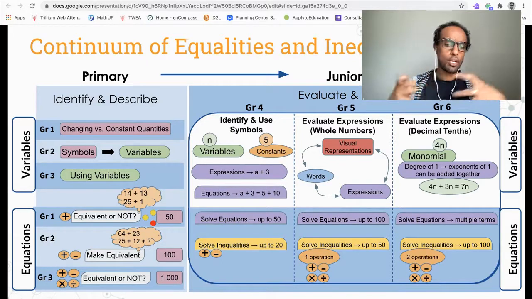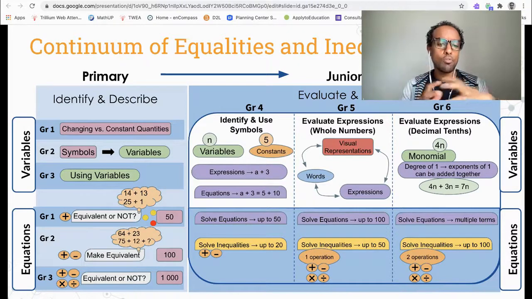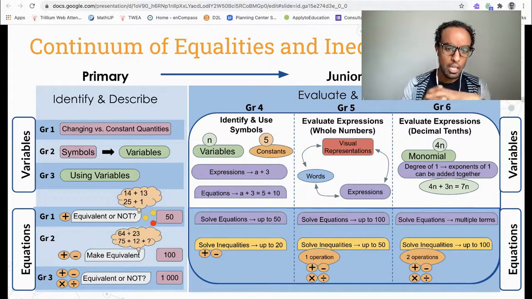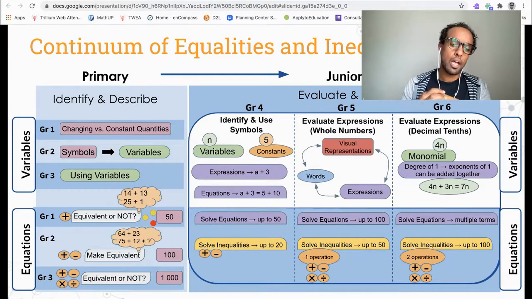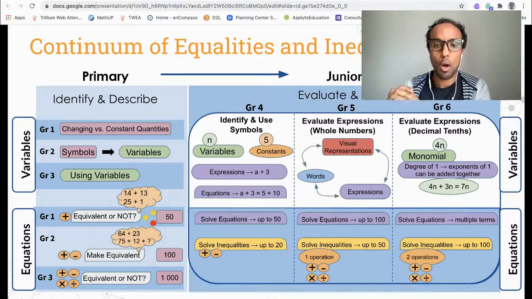In the same way, working with equations, they're checking if something is equivalent or not with very simple forms of equations, and then that is growing in terms of complexity in grades 2 and 3. Sometimes they're making things equivalent, and other times they're working with more operations there.